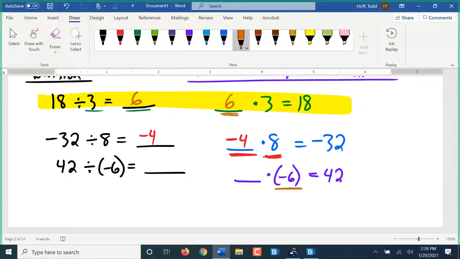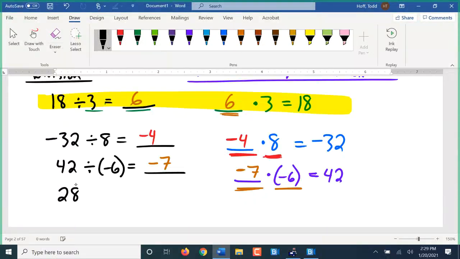This one, negative 6, is already negative, so this number has to be negative. Well, what times 6 is 42? 7. So negative 7 times negative 6 is 42. So 42 divided by negative 6 is a negative 7.